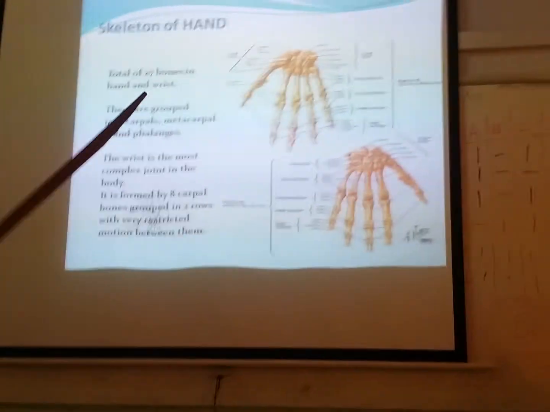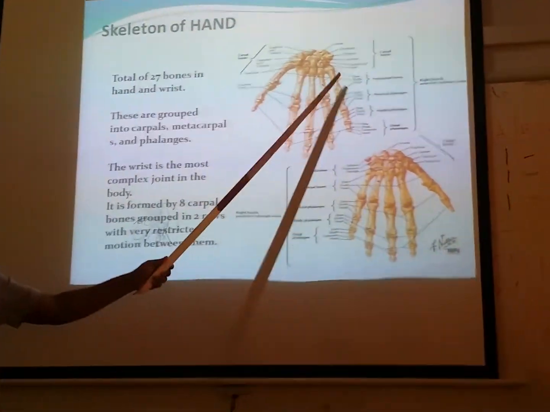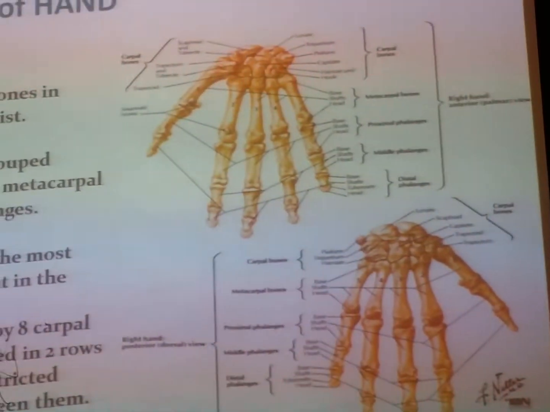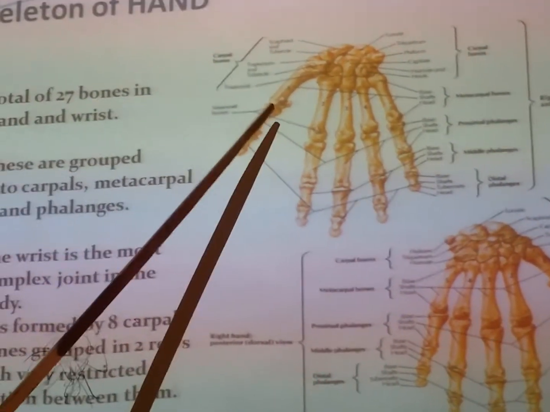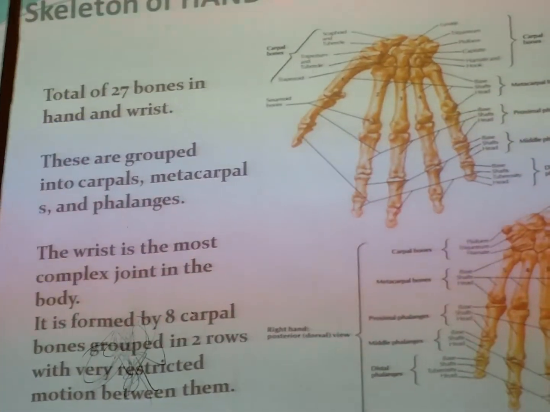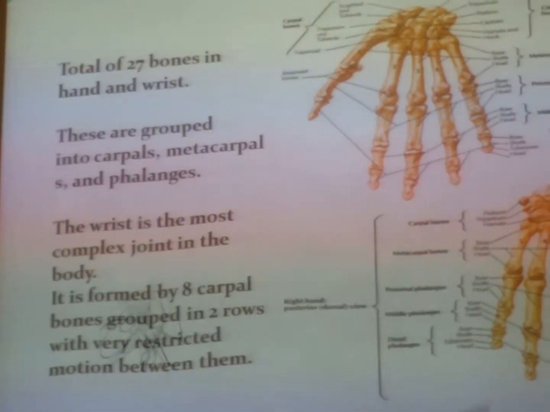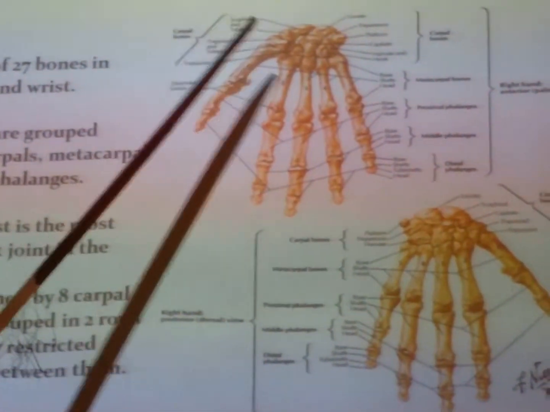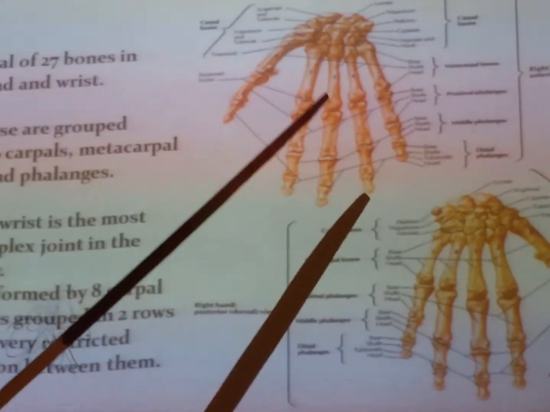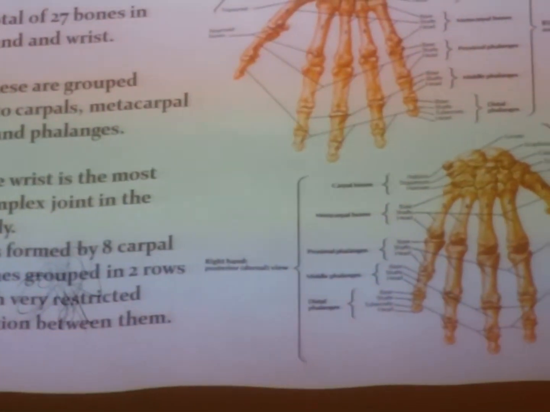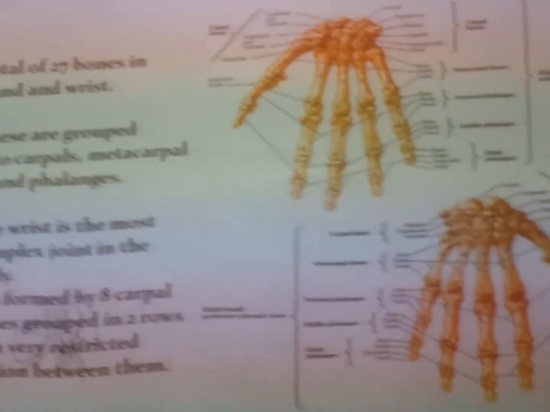So the 5 metacarpal bones, okay? And then the phalanges. Each finger is having 3 phalanges. Sometimes the thumb may be having only 2. One is missing. Okay? So these are the phalanges. So altogether this makes the skeleton of the hand: the carpals, metacarpals and phalanges. Am I clear about the skeleton of the hand? So now let's go further.